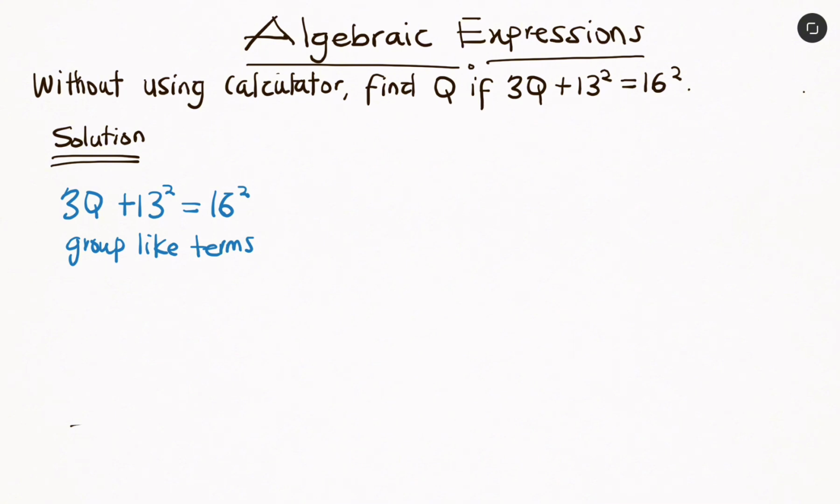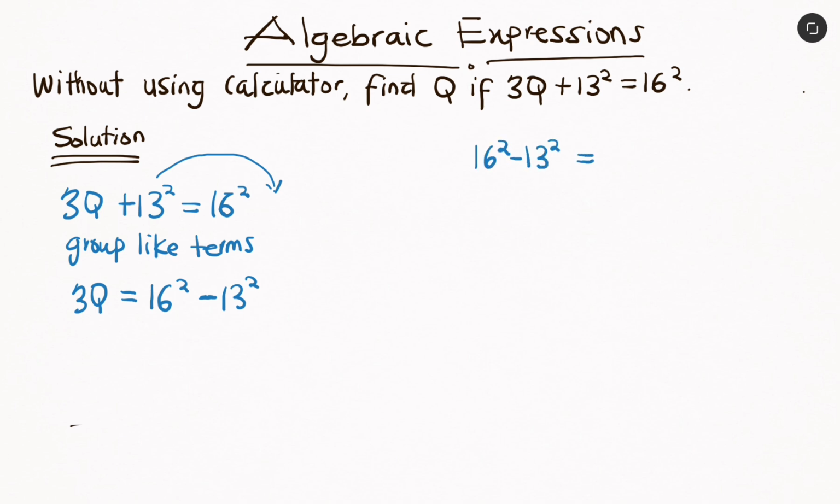So in this case 3q is a number with a variable, so we leave it where it is and then we send the 13 squared to the other side of the equal to sign. So I maintain my 3q here, then I bring my equal to sign, then I bring the 16 squared, then the positive 13 squared over here, I move it from here to this side, so it becomes negative 13 squared.